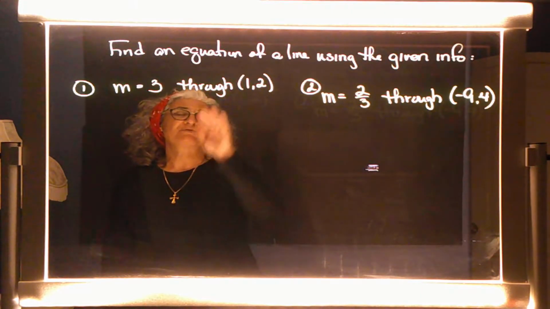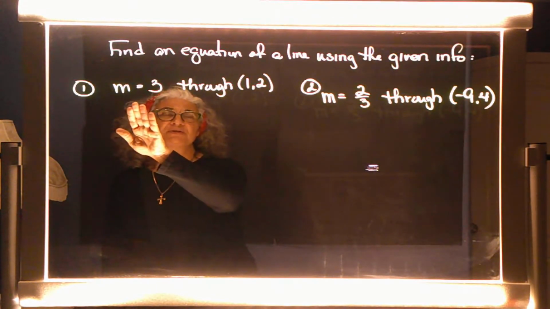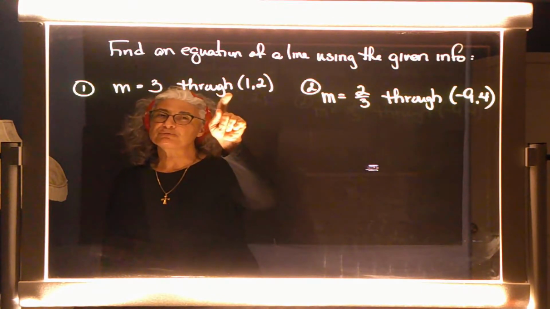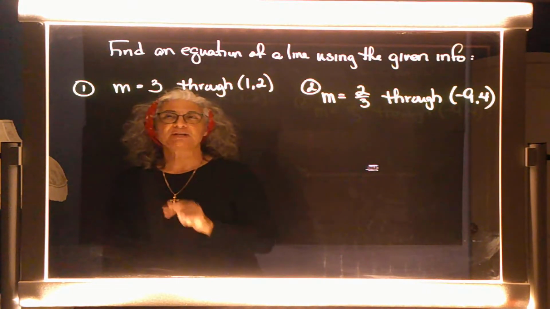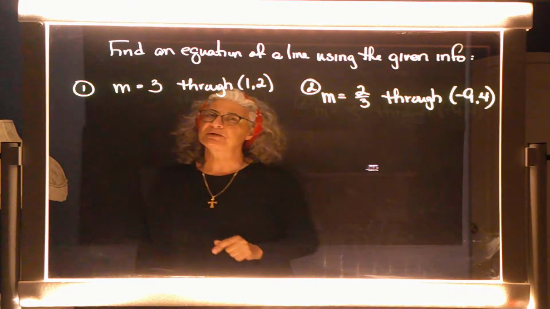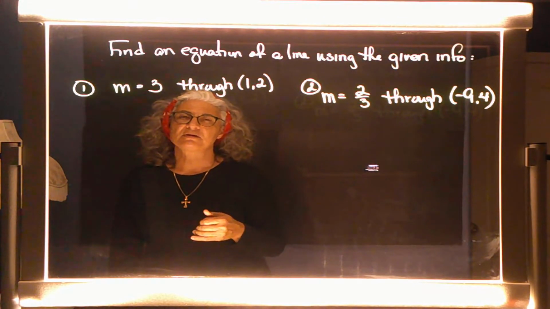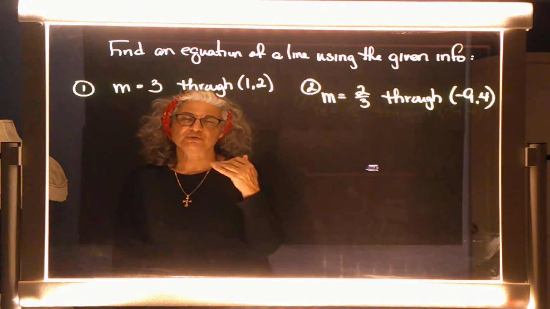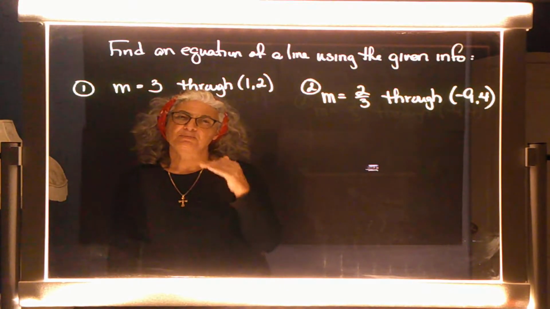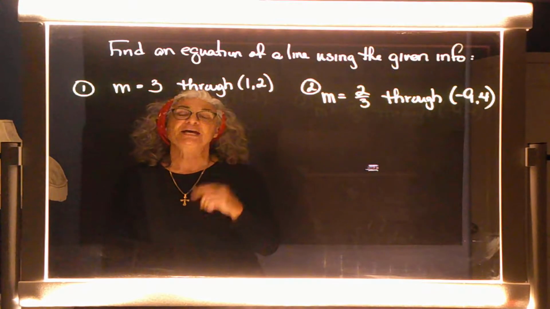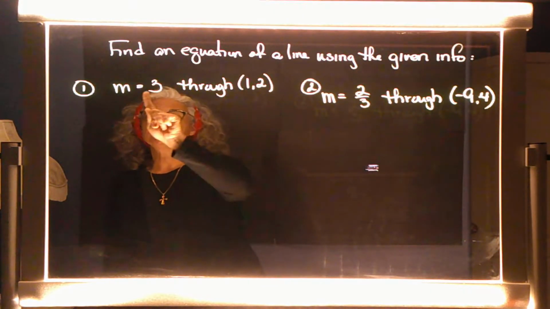And they're telling me to find an equation of a line. So the information that's given is that the slope is 3, and the line is going through the point (1, 2). With me? Okay, so they gave me a slope, and they gave me a point, didn't they? So which form should I use to help me find the equation? Should I use the slope-intercept, or should I use the point-slope? Yeah, we're going to use the point-slope form because they gave me a point and they gave me a slope.